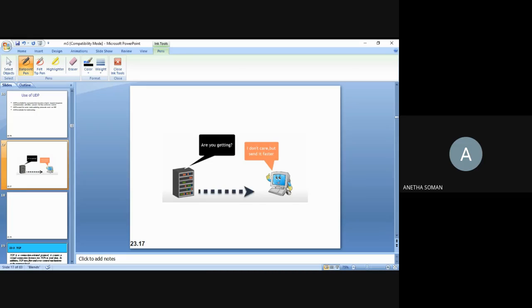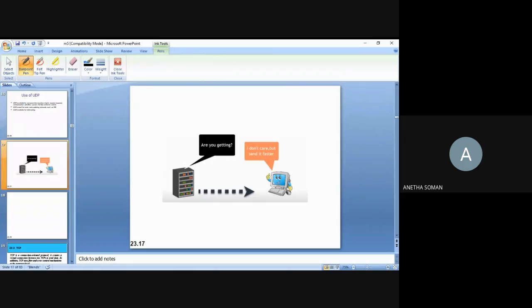Understood about UDP protocol? Yes or no? User Datagram Protocol? Atulya? Today all are present, I think. Okay. Atulya? Yes, understood. Okay, right.